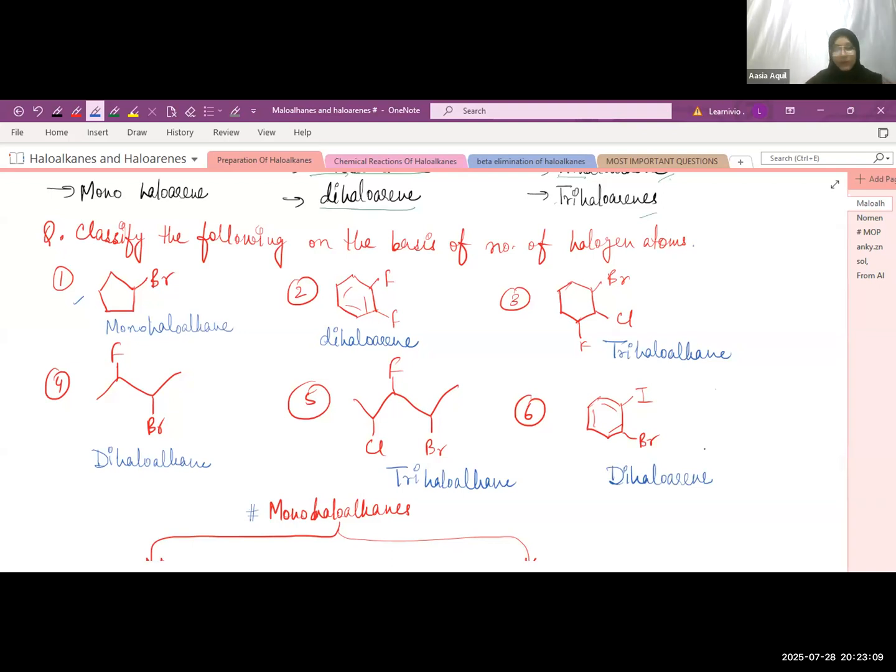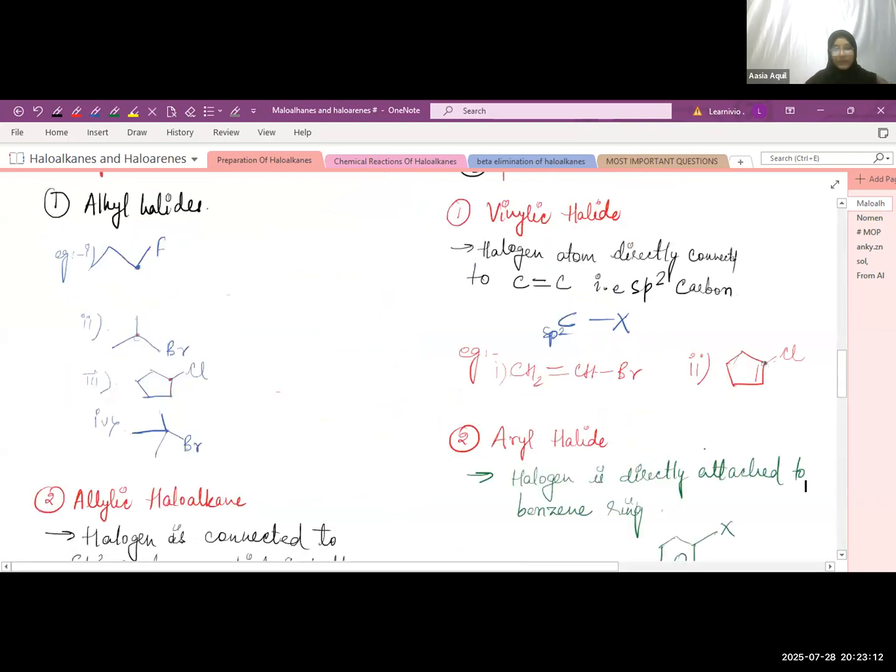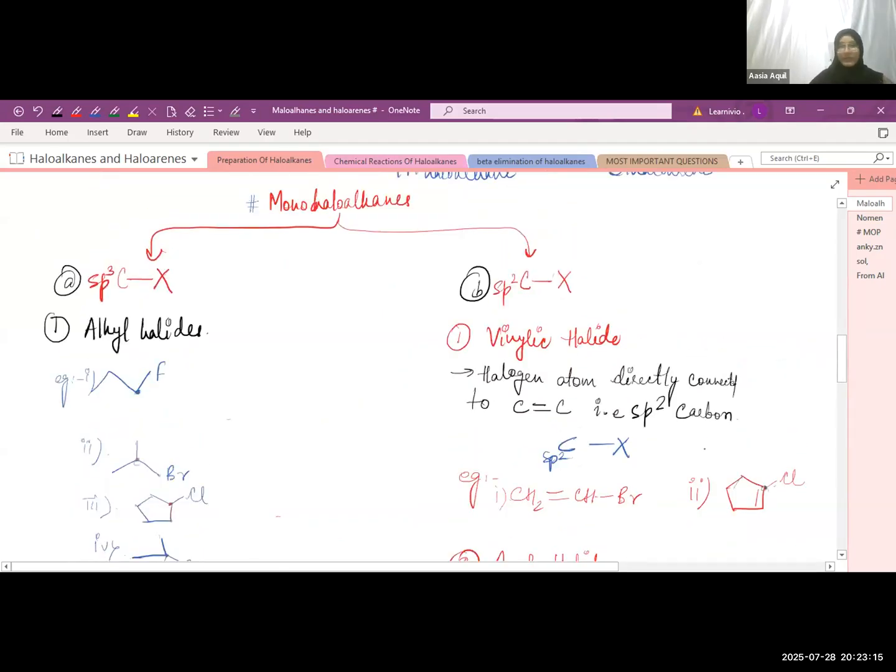The next one is C. This is very important. Monohaloalkanes are basically classified into two types, two groups. Because we are using monohaloalkane, obviously one halogen group is present. The first type is when the halogen group is attached to an sp3 hybridized carbon, and the second type is when the halogen group is attached to an sp2 hybridized carbon. So basically there are two types.